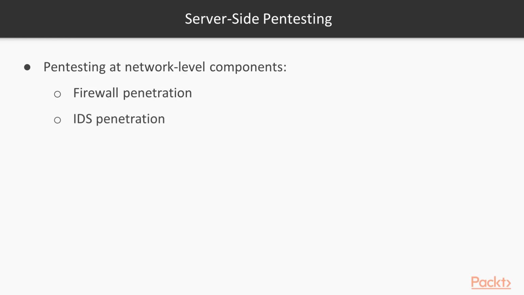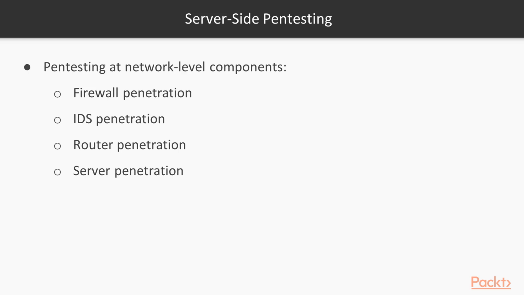IDS, intrusion detection system, is always available at the server side, so penetrating it is server-side pen testing. Router pen testing, the router is also available on the network side. If you try to penetrate a router, it will be called server-side pen testing. Or directly a server: if you try to pen test your server to find loopholes or weaknesses inside it, that is also considered server-side pen testing. So these are the components in server-side pen testing.